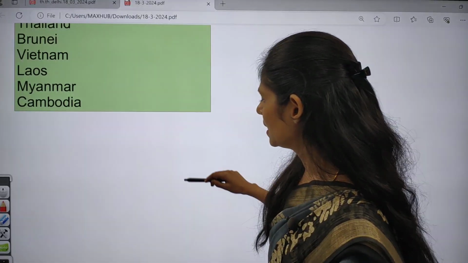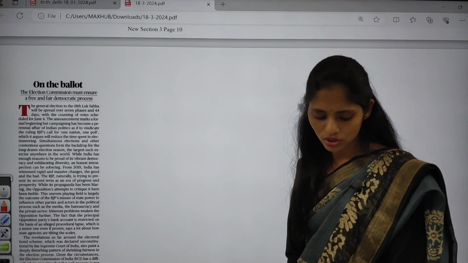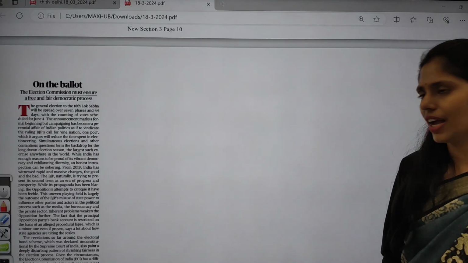Yes, now let us see the next article. As I said, it is about how the Election Commission is going to ensure free and fair elections.